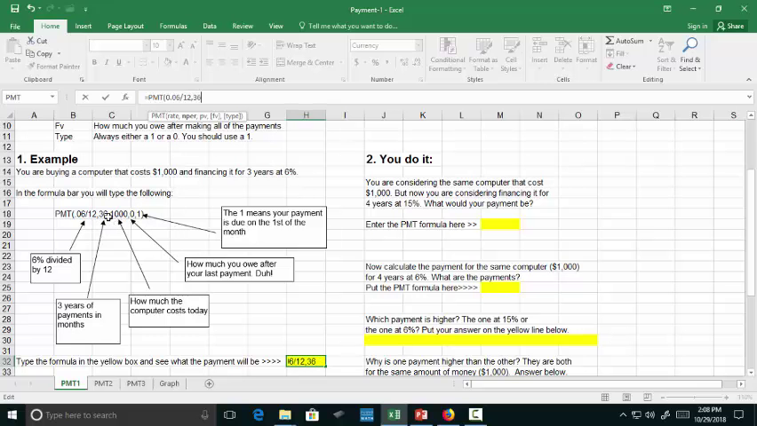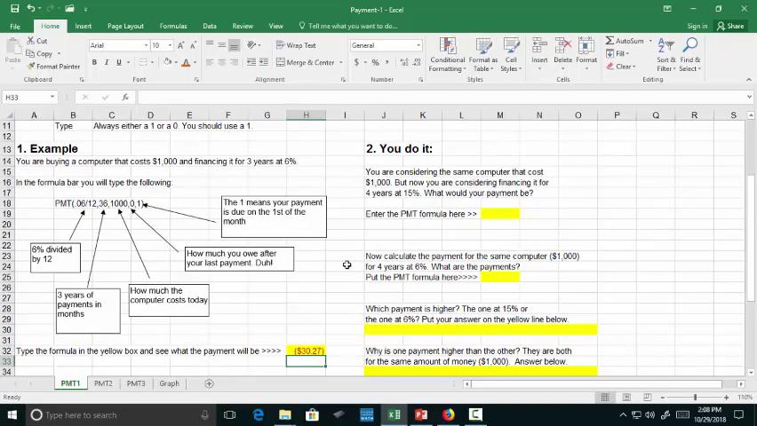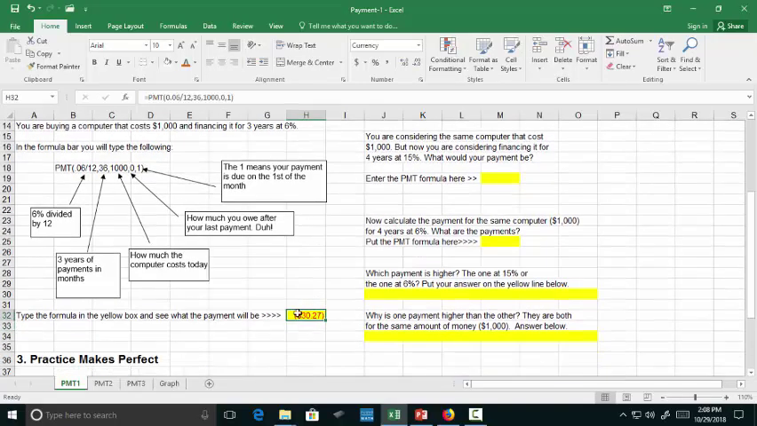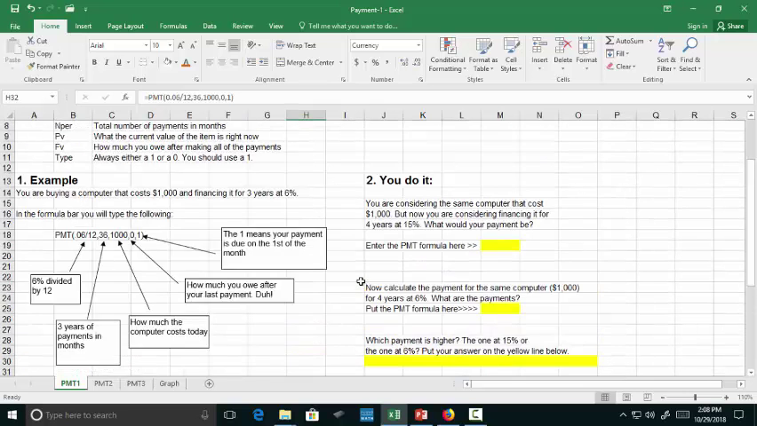36 months, that's for 3 years, comma, current value, that computer cost is $1,000, that's the present value, and the future value we will owe $0 after making the payments, and the 1 means the payment is due on the 1st of the month. Now close the parentheses and select enter. Alright, so this is a negative value, that's why it appears in parentheses.